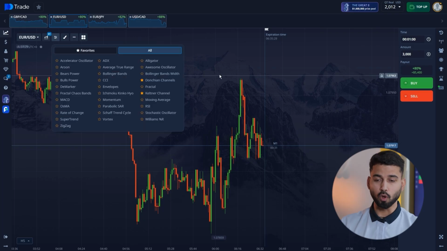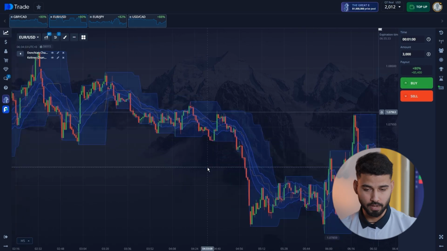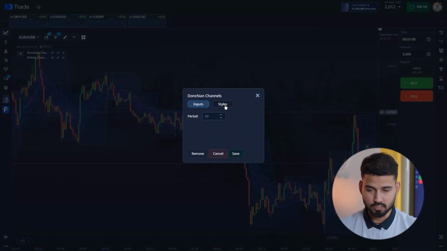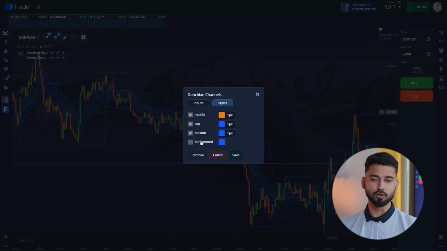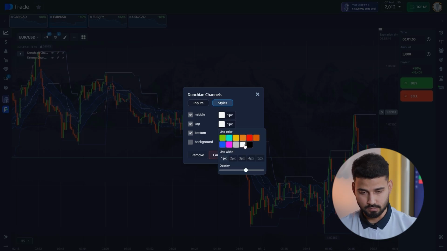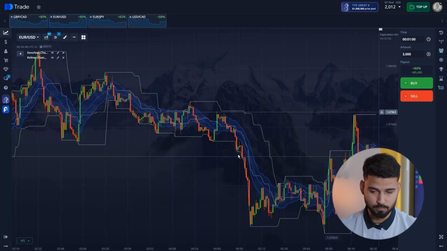We need Donchian channel and Keltner channel. They are on the chart and I will adjust them for better usability. Let's start with Donchian. We need to remove the background fill to avoid cluttering the analysis. I will also set all bands to white for better visibility.